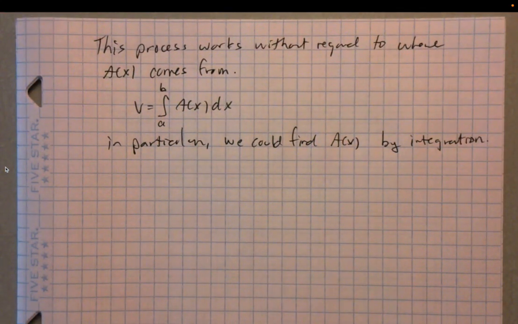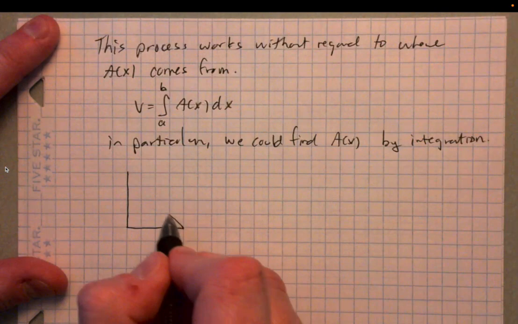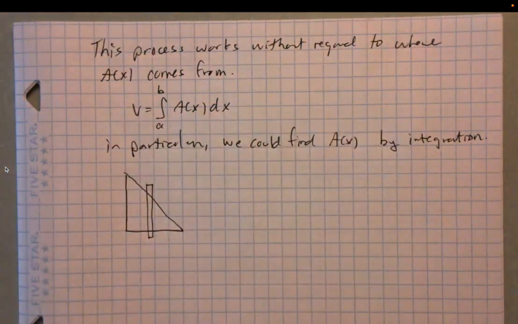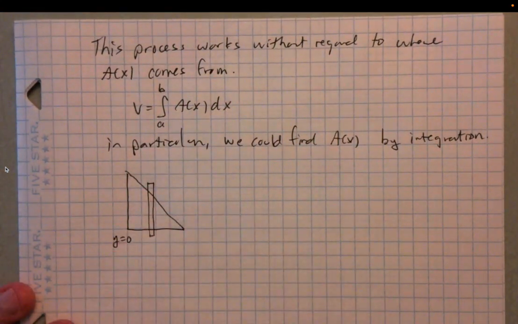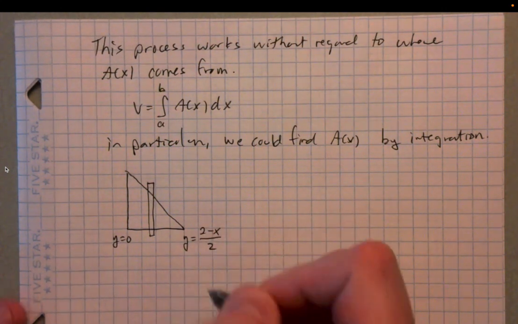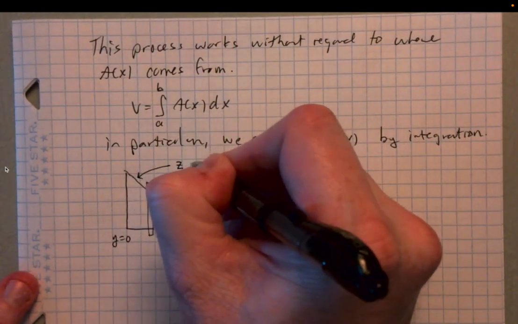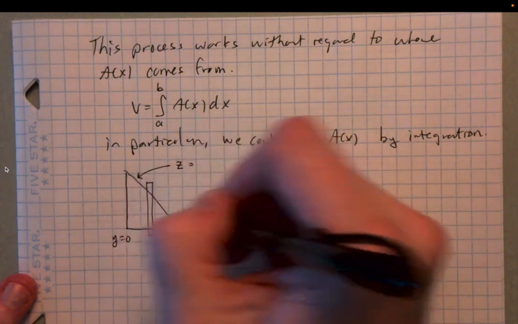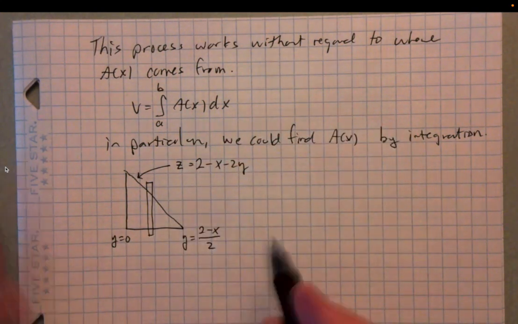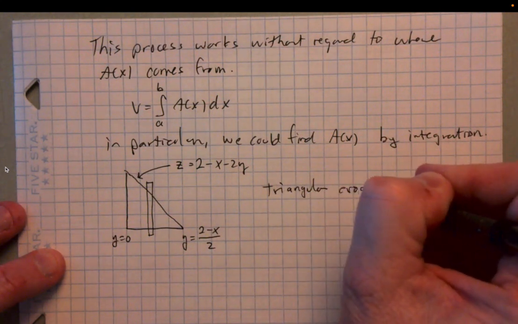Specifically, if we think about looking down on the cross section that we just described, and we think about having representative rectangles running in this orientation, this would be y equals 0 over here. Over here you'd have y equals 2 minus x over 2. And what is this line here? This line is just z, the function itself, the surface. This is z equals 2 minus x minus 2y, and we're looking down on a triangular cross section.